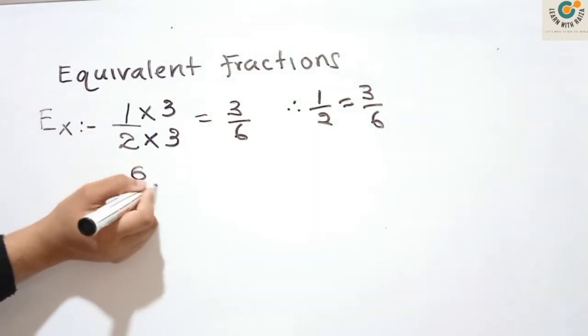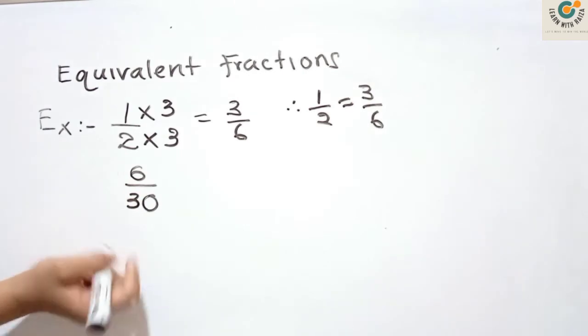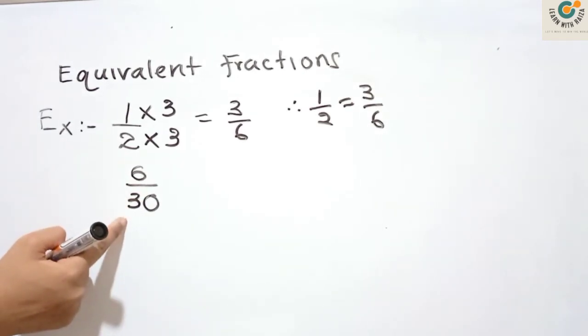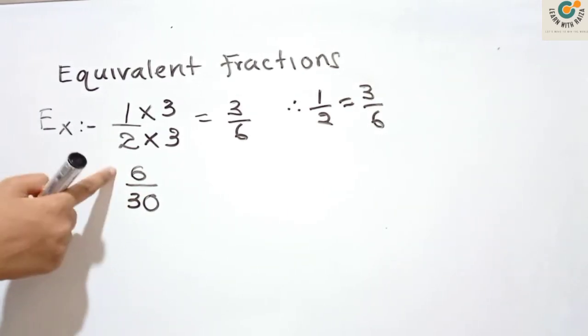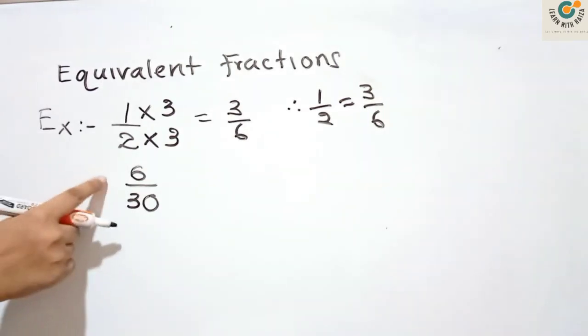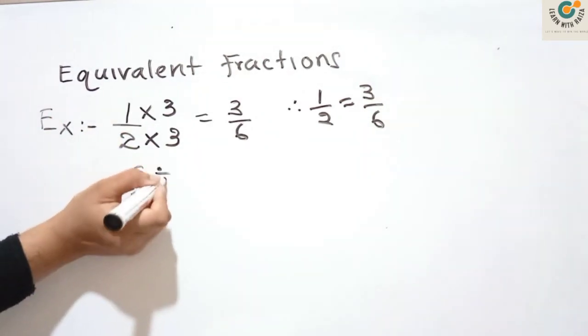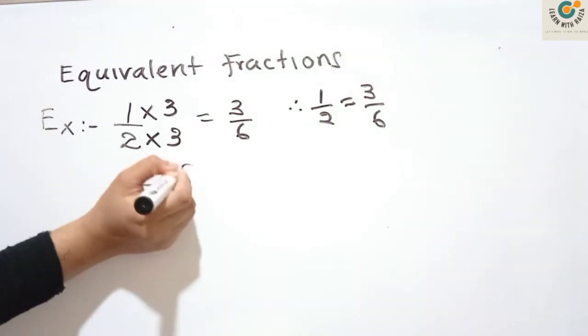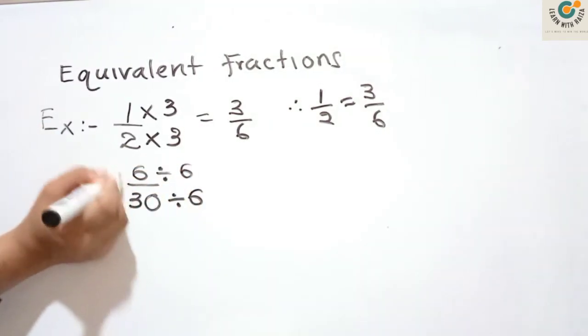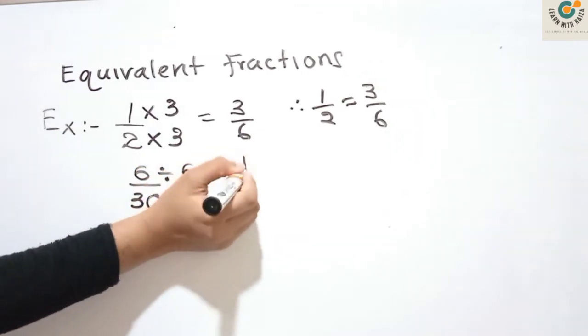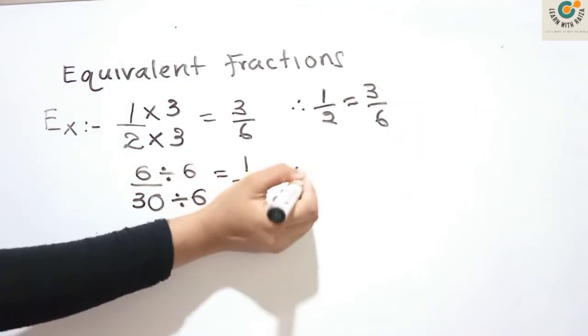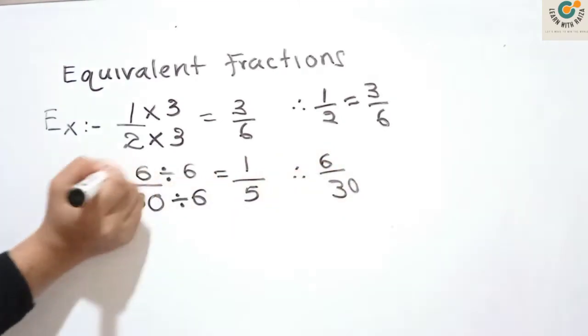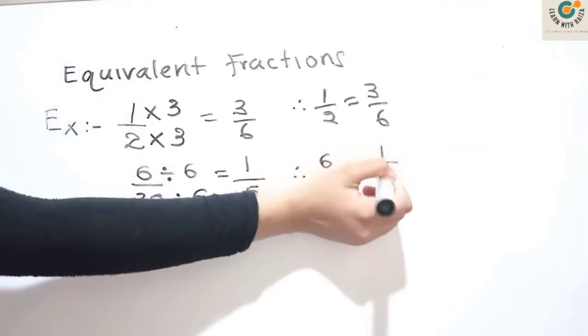For example, 6 upon 30, let me take. 6 and 30 are multiples. So when I see a number like this, rather than multiplying, I can divide both the numbers by the same number. What number can I choose to divide both of these? Yes, 6. They are multiples of 6 times table. 6 divided by 6, 1. 30 divided by 6, 5. Therefore, I can tell 6 upon 30, the given fraction, is equal to 1 upon 5.